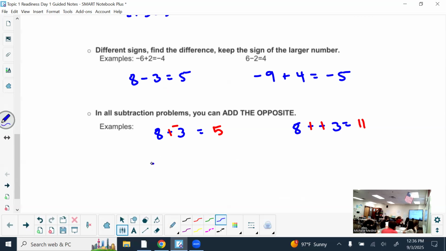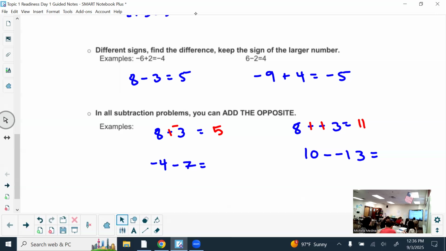Okay, let's try -4 minus 7 on your own. Do it on your paper. And then 10 minus -13. Try it on your paper. So it doesn't have to require a conversation. Does it matter what side? Okay, Lila, -4 minus 7 is what? Let's see, Gracie, 10 minus -13 is what?